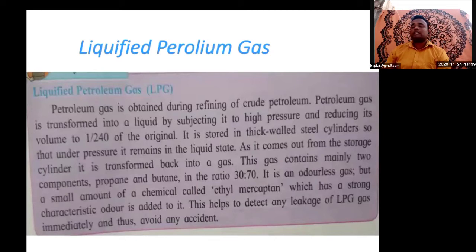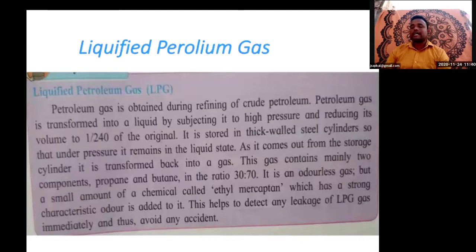Now it is stored in a thick wall steel cylinder so that under pressure it remains in the liquid state. You can see your cylinder. It's a thick wall steel cylinder so that under pressure it remains in the liquid state. As it comes out from the storage cylinder, it is transformed back into a gas. If you think about your cylinder, when you shake it, you find there is liquid inside. But when it comes out and comes in contact with air, it again turns into a gaseous form.